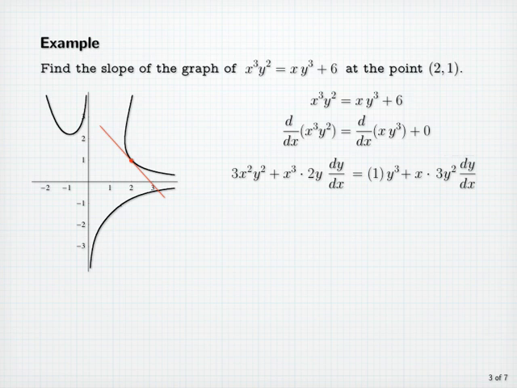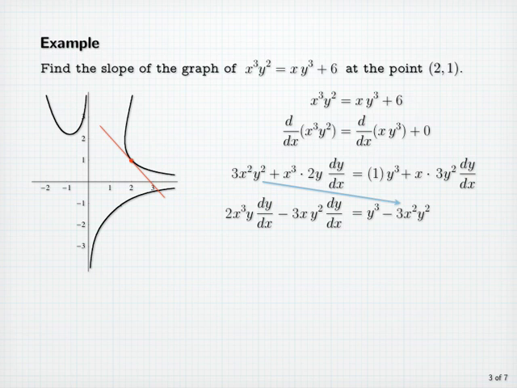So now we want to rearrange so that we can isolate dy/dx. On the left-hand side, the dy/dx term is 2x cubed y dy/dx. We subtract 3xy squared times dy/dx from both sides of the equation. On the right-hand side, we have a y cubed term, and then we subtract 3x squared y squared from both sides.